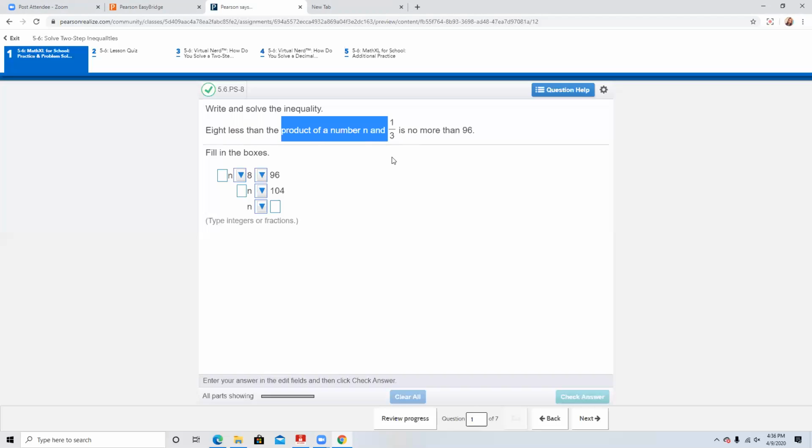So let's break down what product means. Product means multiplication. Okay, I know my writing is kind of messy. I left my pen at school and I haven't been back up there since before spring break. So I'm using my finger. So product means multiplication. Less than means subtraction.